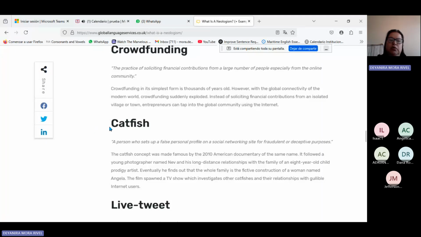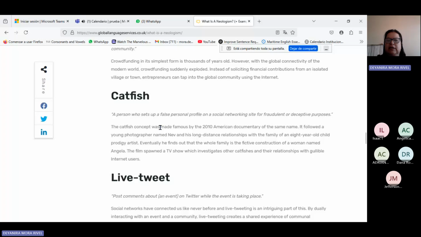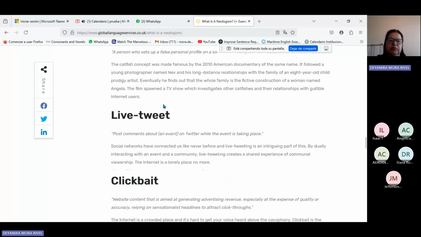This is very common in social media. When you fool someone, when you make another identity of yourself, a person who sets up a false personal profile on social networking for fraudulent or deceptive purposes. Okay, so a catfish is someone who does that. There is a fish that is called catfish, I don't know if you know that. There is a fish like this, but this has a new meaning, and it means someone who deceives.